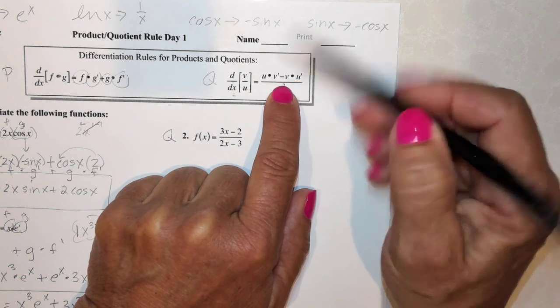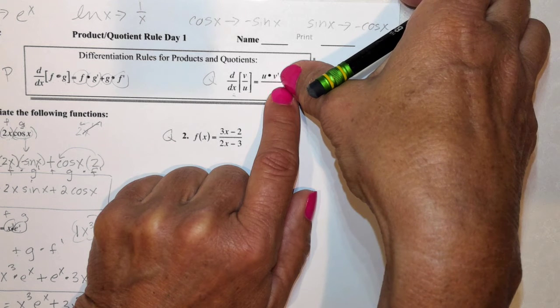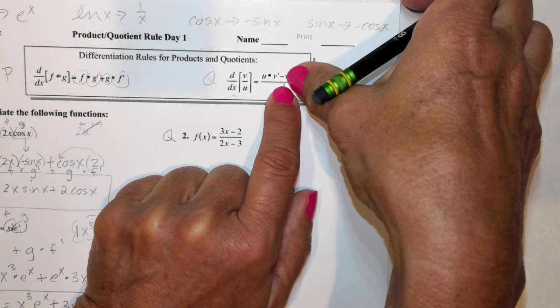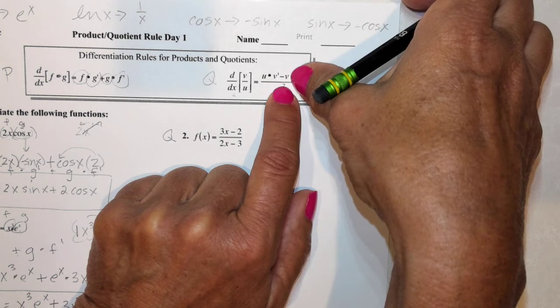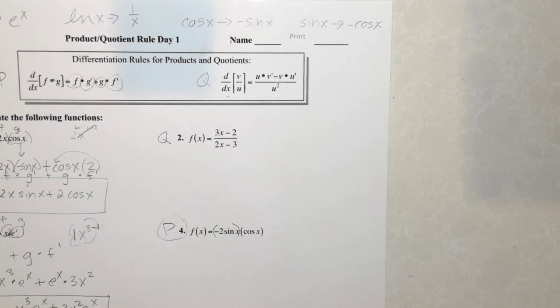I'm going to take the bottom as is, because there's no prime, multiply it by the derivative of the top, but now I'm going to subtract, so that's different than the product rule. And then I'm going to have the plain top, no derivative, times the derivative of the bottom. So I'm just following a pattern. So it's not complicated, it's just new.